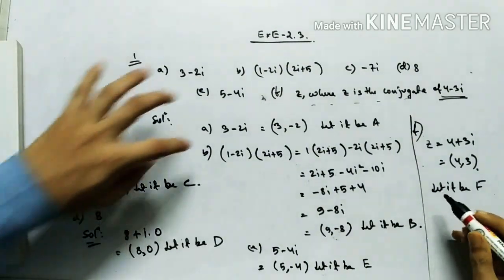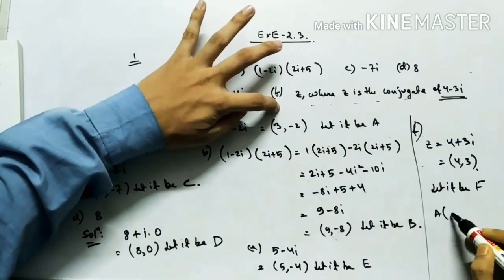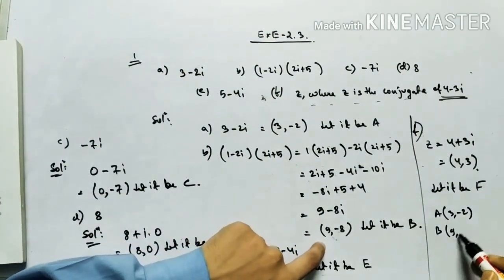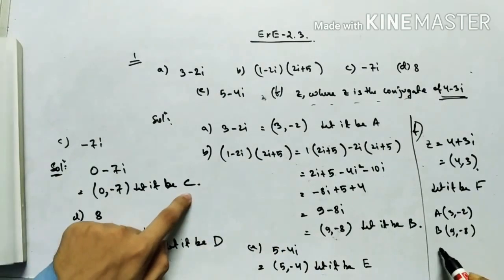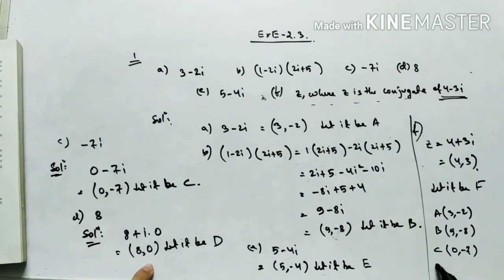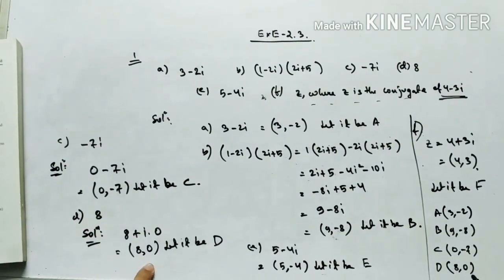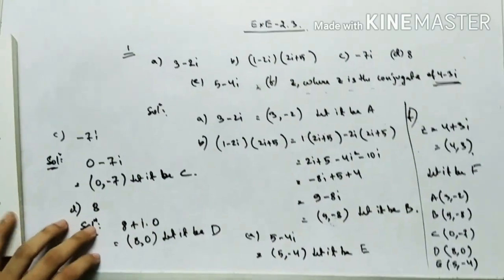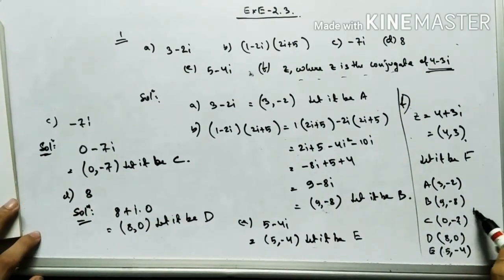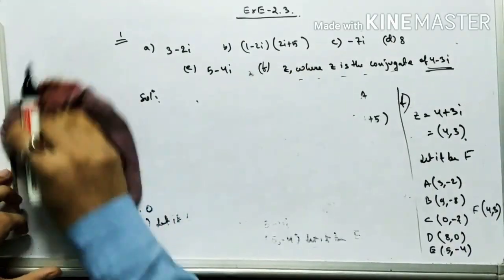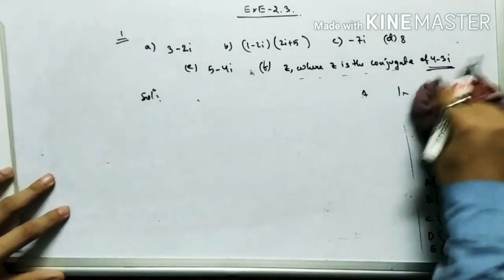So this whole thing I will write. First of all, our A point is (3, minus 2). Then B point is (9, minus 8). C point is (0, minus 7). This is your D point, which is (8, 0). E point is (5, minus 4). And the last is F point, which is (4, 3). I am writing this down because I will have to refer to it.